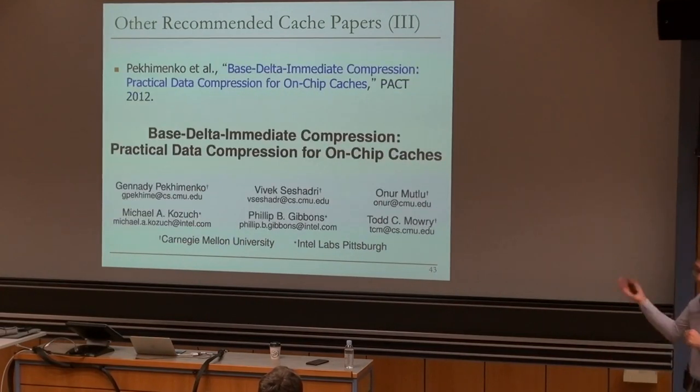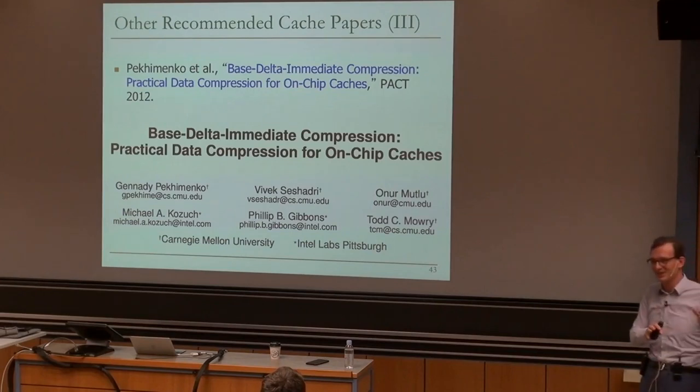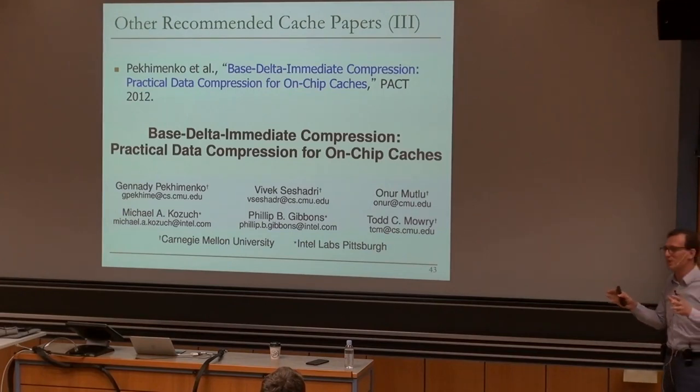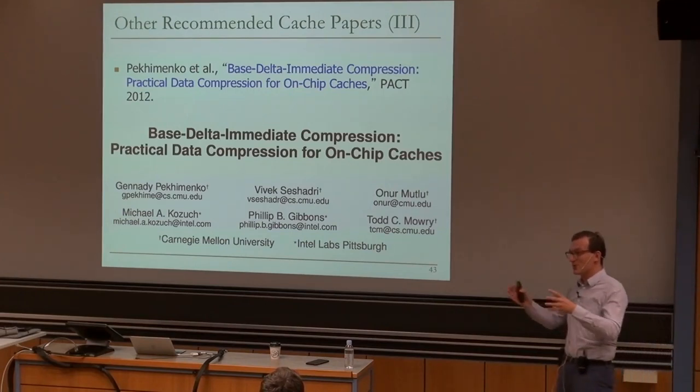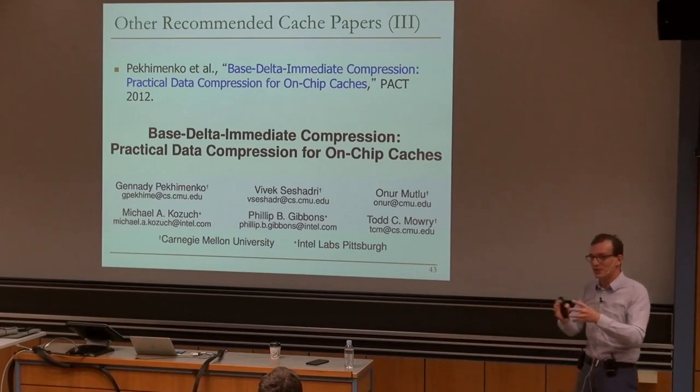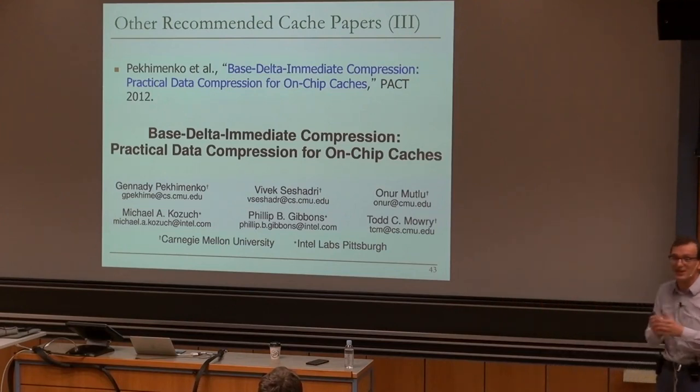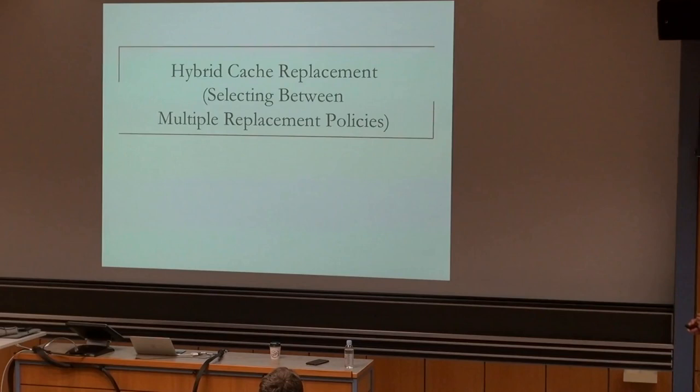Another way of making better use of your cache space is compression, right? I kind of alluded to this when we talked about deduplication. I think of deduplication as a special form of compression. Based on the content, you reduce the amount of things you store, but you can also compress the data and get more out of your cache. And I think there's a lot of interesting work to be done in this area going forward.